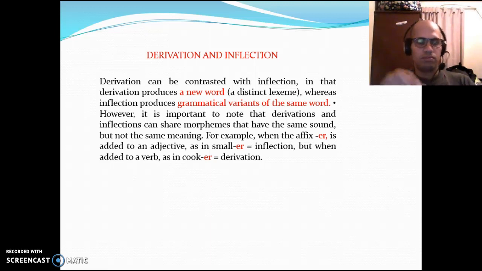Derivation can be contrasted with inflection, in that derivation produces a new word, a distinct lexeme, whereas inflection produces grammatical variants of the same word.